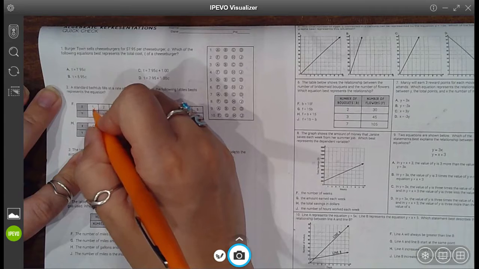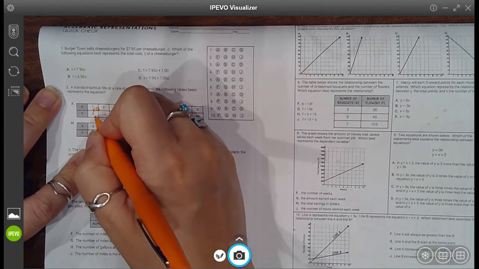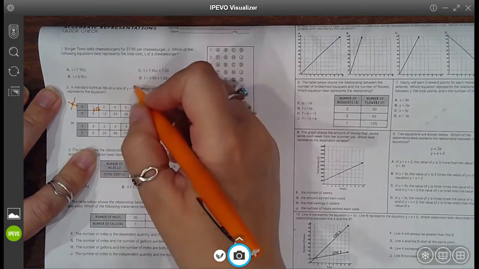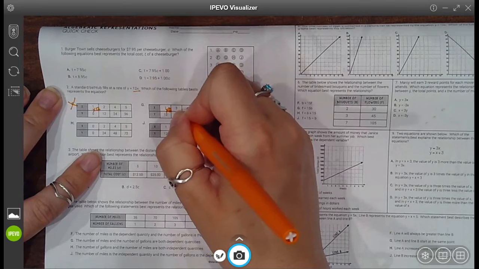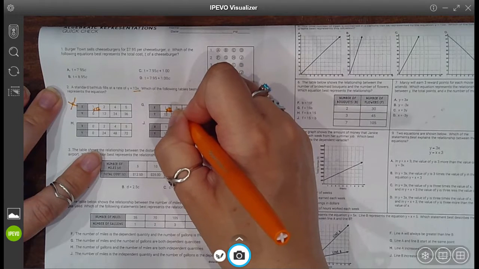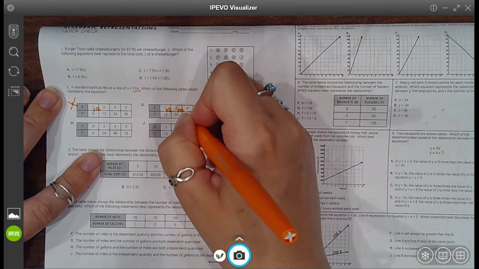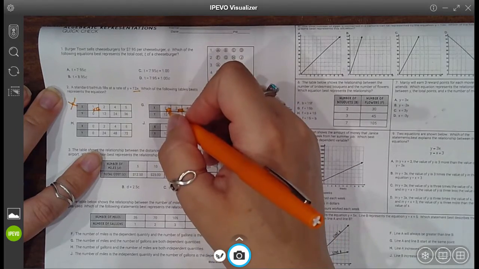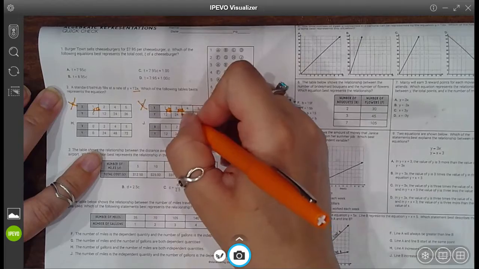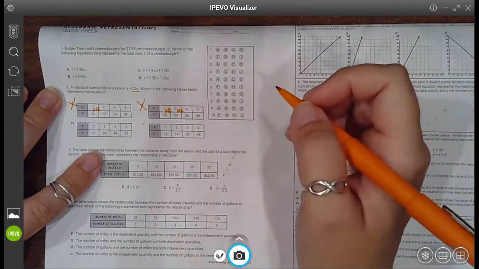So 1 times 12 should be the y. No, y is not 12, it's 0. So that table doesn't work and follow that equation. Okay, 1 times 12 is 12. Oh, looks like it works. 3 times 12 is not 24, 3 times 12 is 36. So yeah, it worked for the first one, but the pattern didn't continue. So that one didn't work either.